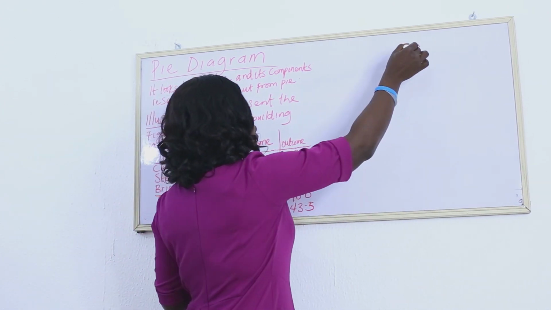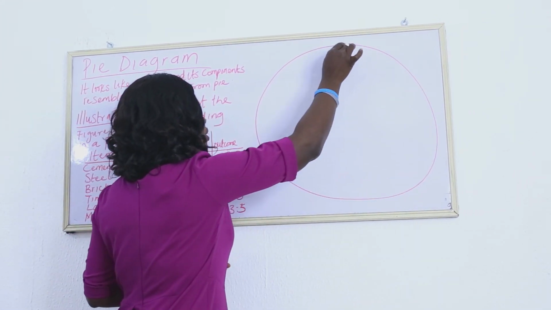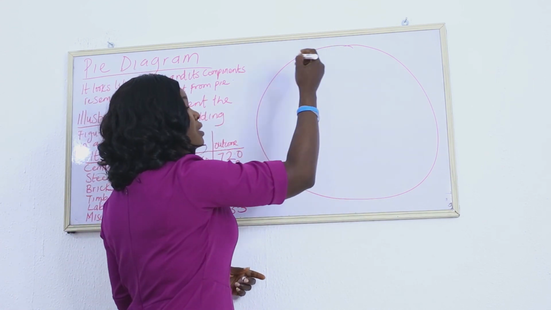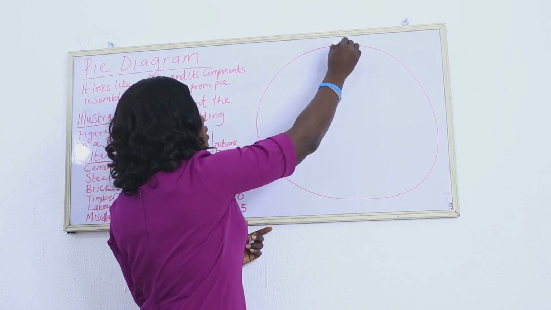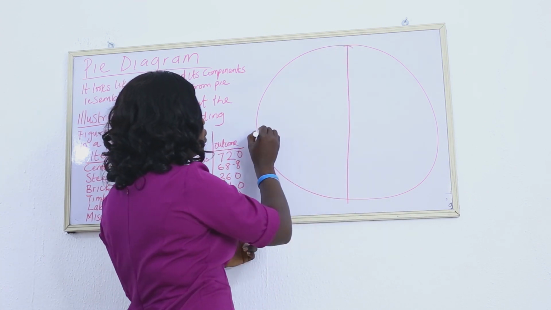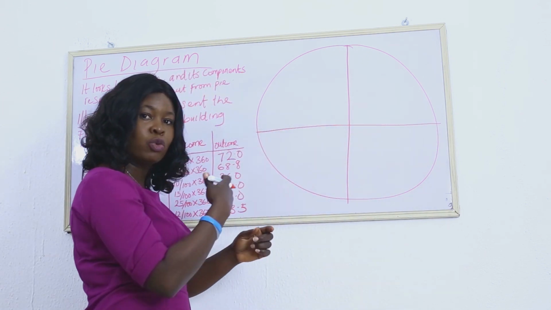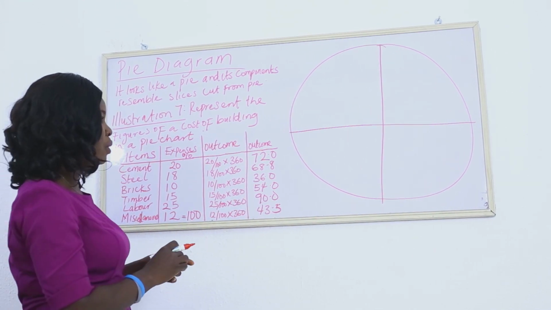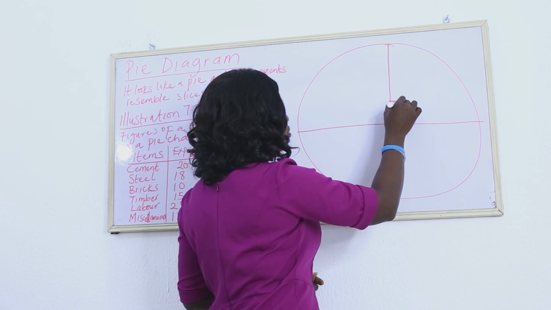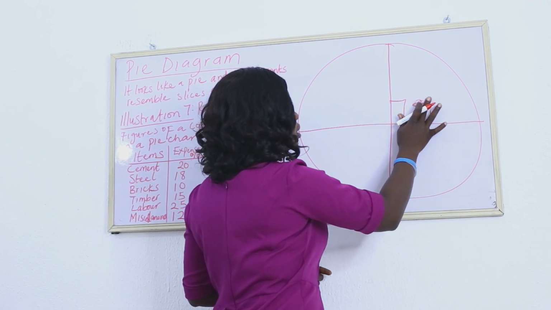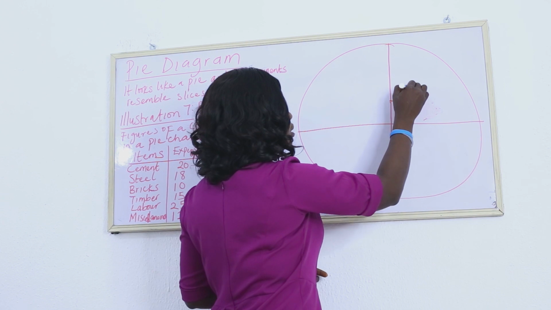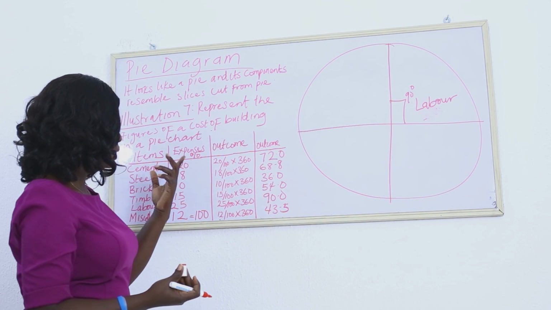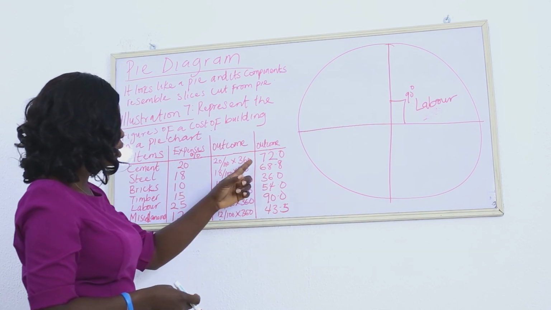It's just a circle. You can decide to use any format. And for it to be easier, if 360 is divided into four places, that will give us 90. So I'm just going to divide into four places, so it will be easier for me to allocate the values or the figures. The first one that is 90 is labor, so automatically this becomes 90 degrees, and it is represented with labor. That's easier.